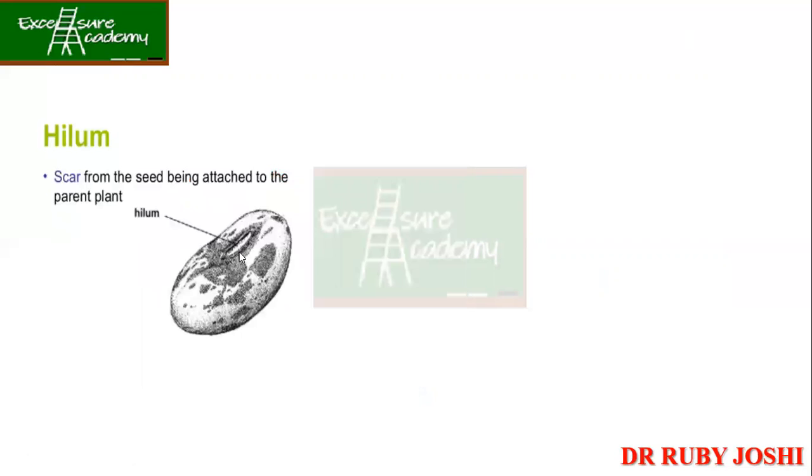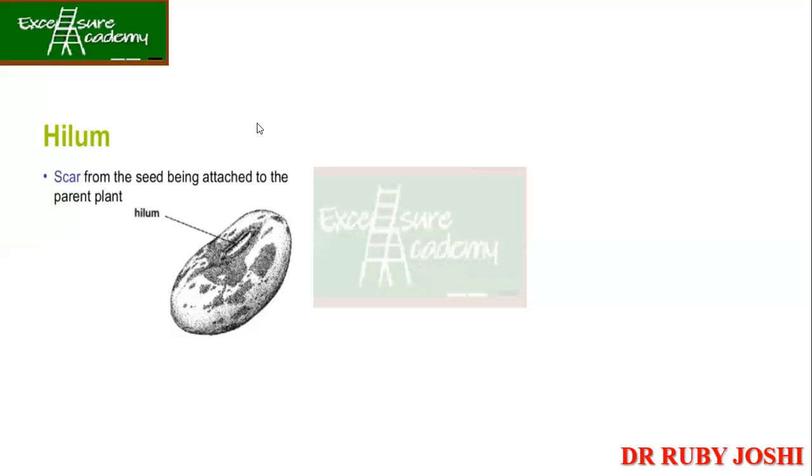Okay, now let's talk about the hilum. What is hilum? It is the scar from the seed being attached to the parent plant. When you detach any seed from the seed pod or from the plant or from the tree, there is a portion from which it is attached to the tree, right? That attachment to the parent plant or the parent tree is called the hilum.